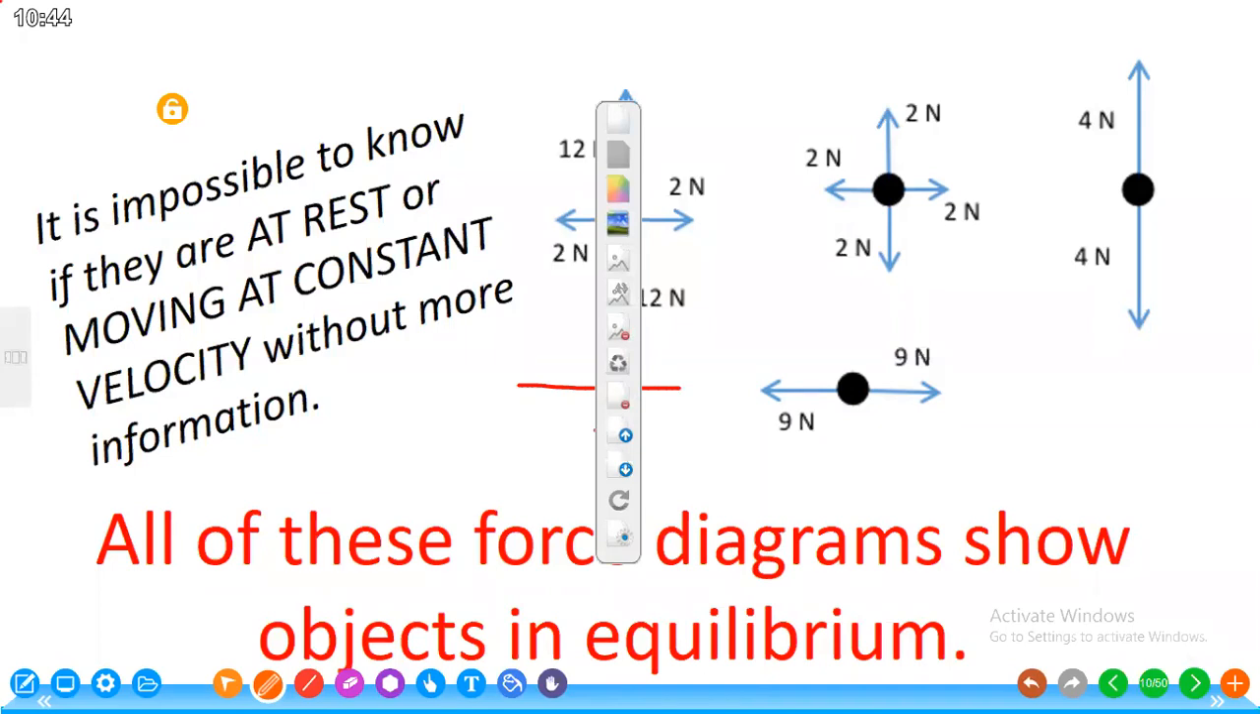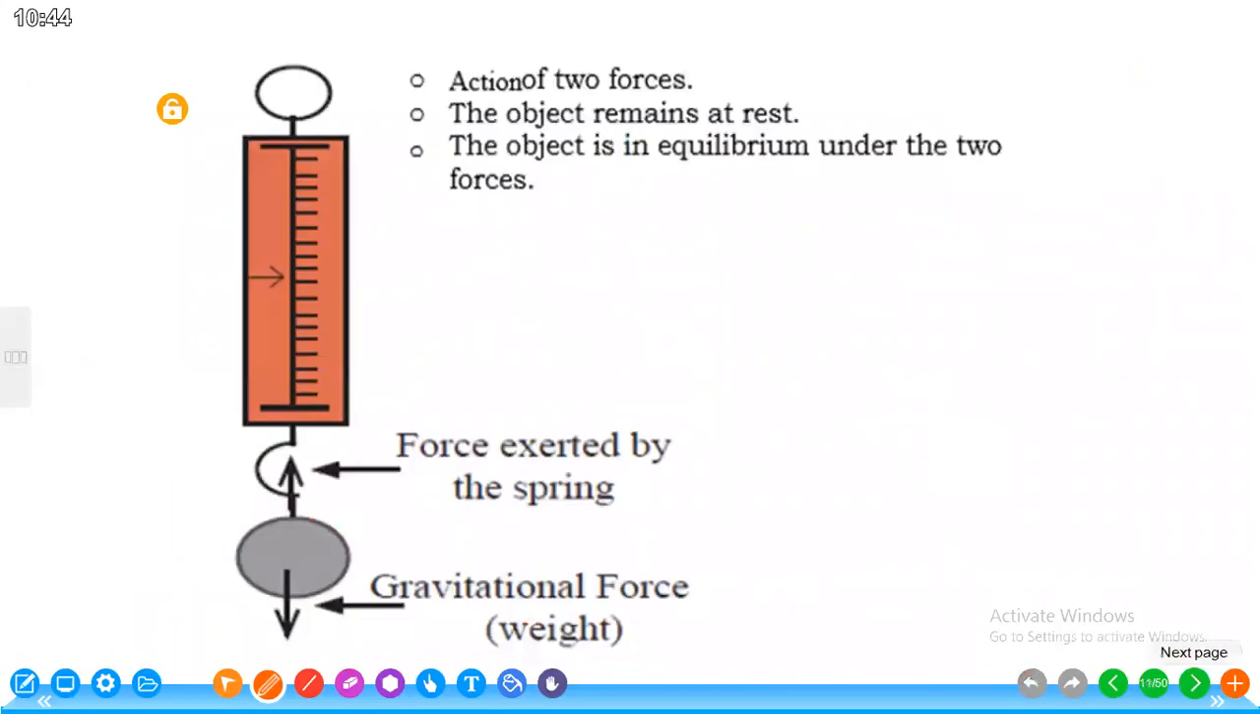In here also like that way. Up and down forces are equal, 4 Newton, 4 Newton. So the object comes to rest. And left, right side also 9 Newton, 9 Newton. So the object comes to rest. So all of these force diagrams show the objects in equilibrium. Right. Then you observe the actions of two forces.